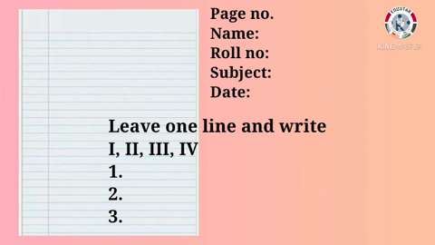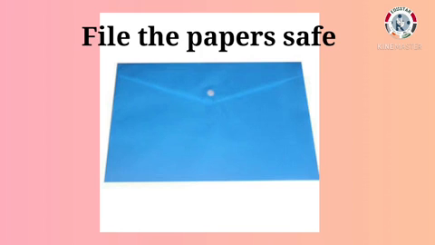In your answer sheet, mention the page number and your name with correct spelling. Your roll number is very important. Write the subject and exam date. If you write exam in ruled paper, leave one line between each and every line and write neatly. The Roman number and question numbers are very important. If you finished writing the exam, check the answers once again and file it safely.